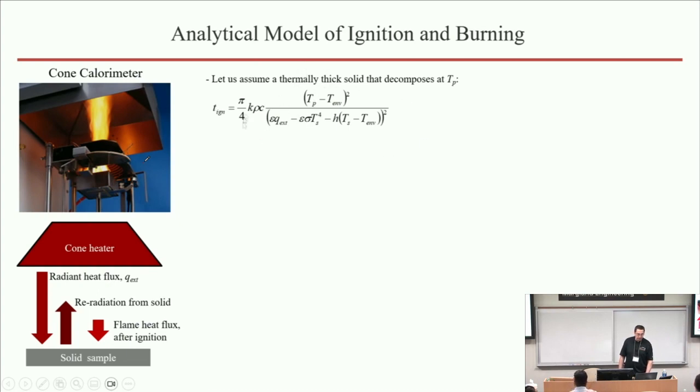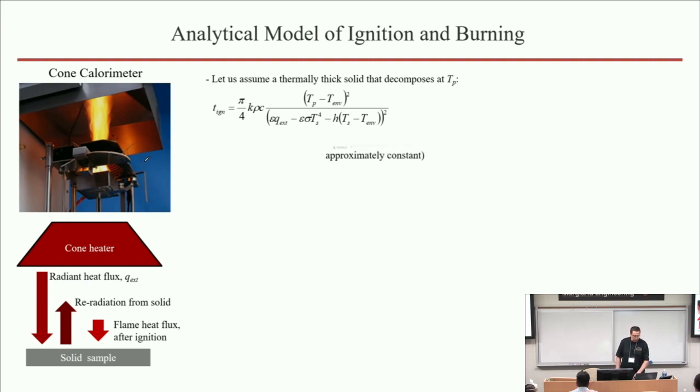And in this denominator here, you basically have an expression for the net heat flux into the solid before the sample ignites. You have the external radiation from this external heater or from any other external source. You have convective losses right here, and you have radiative losses from the surface. Now, the challenge here, of course, is that in reality, Ts, the temperature of the surface, is a function of time. So it starts out at room temperature and then progressively increases until it reaches Tp.